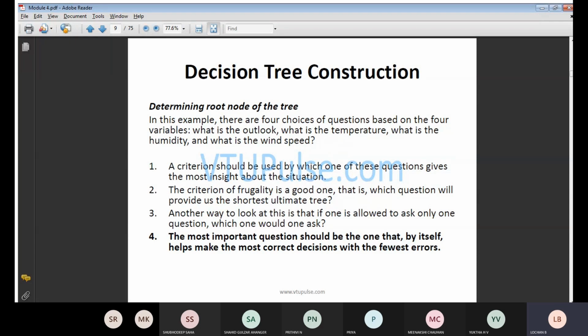In certain cases, we ask which of the questions gives the most significant information about the situation, and we will be finding the conditions and checking whether it is working properly or not. The most important question should be the one that makes a correct decision with the fewest errors. Just like in programming, once you complete your program, if the program is right you will automatically get no errors. If you make some mistake, you may get 50 errors, or 40, or 30, or 1 error.